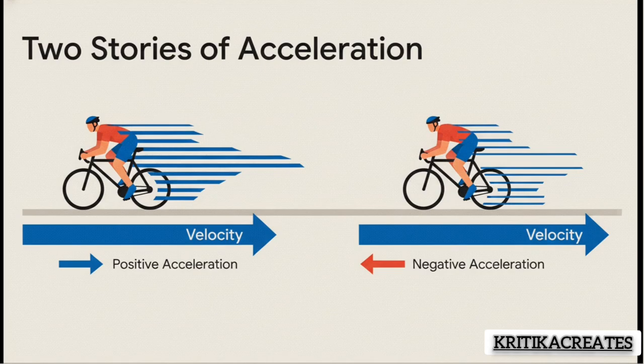This cyclist's ride is a perfect little two-act play about acceleration. In the first part, he starts from a dead stop and gets up to speed. His acceleration is positive. It's working with his velocity. But then he hits the brakes. See, his velocity is still pointing forward, but the acceleration is now pulling backward, fighting against his motion. That's negative acceleration. The key is that acceleration isn't just speed. It's all about the change.